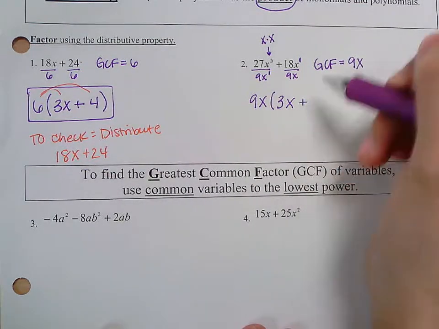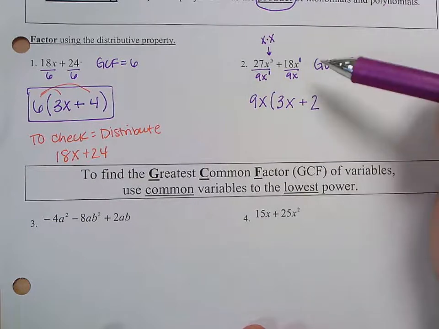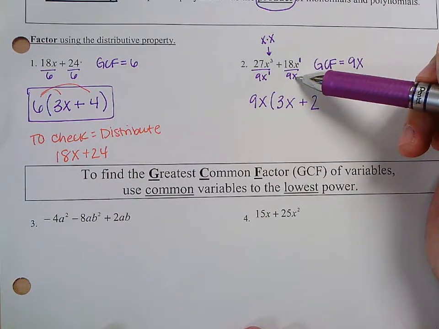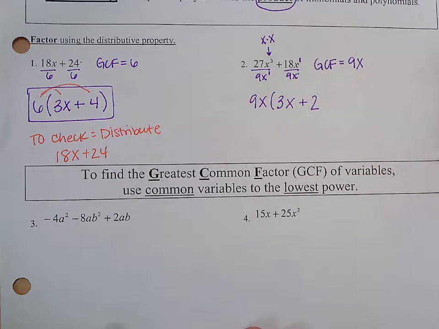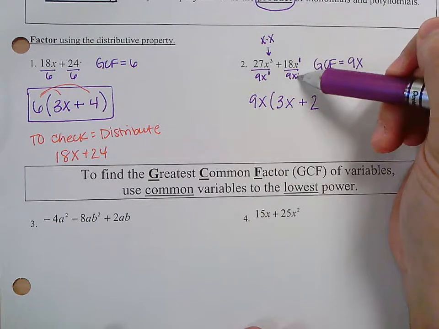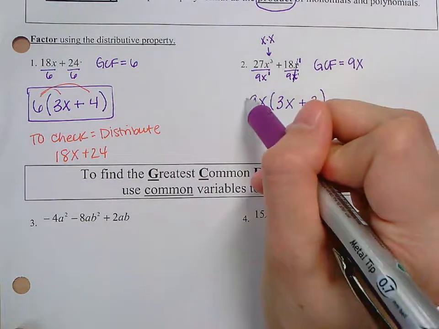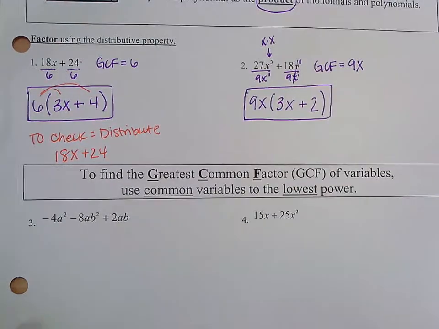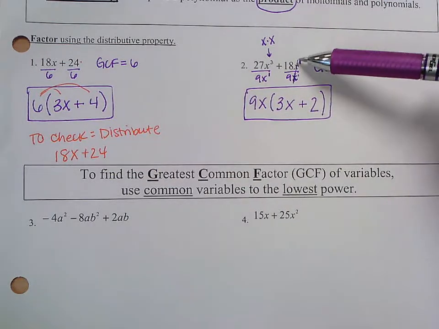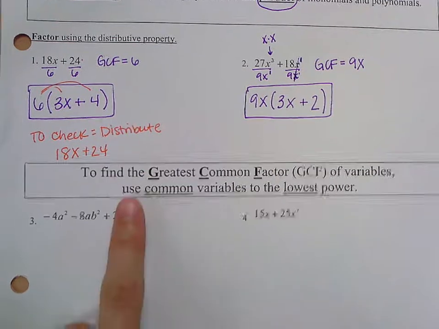And then I have plus, what about 18 divided by 9? Is 2. And then if I have x divided by x, it's just 2. So here I had an x and I took it away. Or I have 1 minus 1, which is 0. My x is canceled out. But again, you can distribute to check. So if you distributed and you did not get 27x squared plus 18x as your answer, then you know something is incorrect.